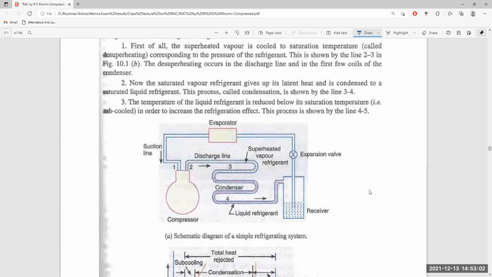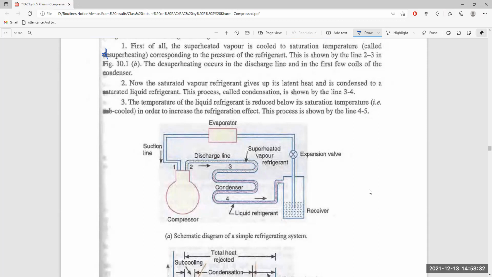This is the discharge portion. This is the discharge line. It is brought from the superheated position to the saturated position. This is superheated vapor, and here the superheat is reduced and it becomes saturated vapor. This phenomenon is defined as desuperheating. The desuperheating occurs in the discharge line and in the first few coils of the condenser.